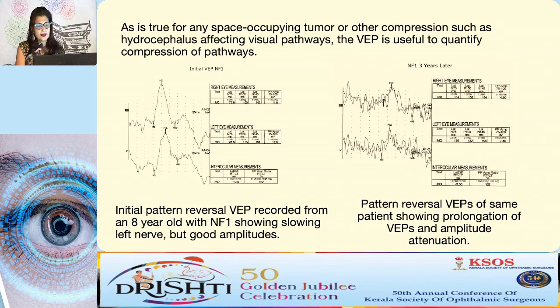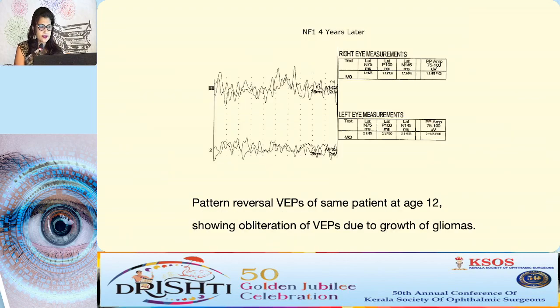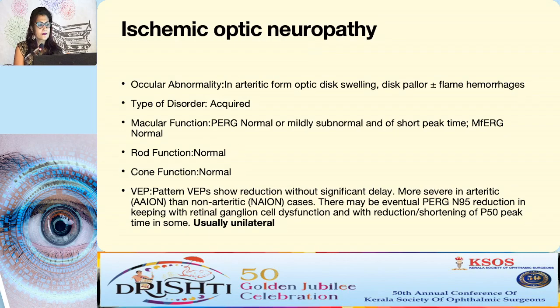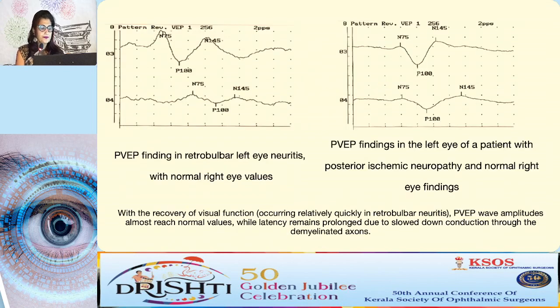In other compressive conditions like hydrocephalus affecting the visual pathways, again VEP is important. In ischemic optic neuropathy, it is mainly used to differentiate ischemic optic neuropathy from demyelinating optic neuropathy. So you will find a reduction in the amplitude without any change in the latency in non-arteritic AION, and it is more severe in arteritic AION.